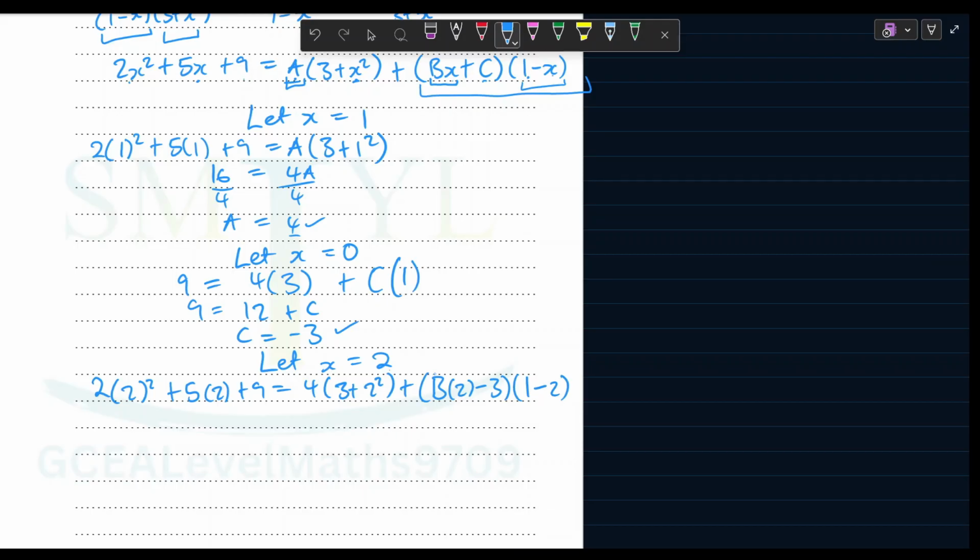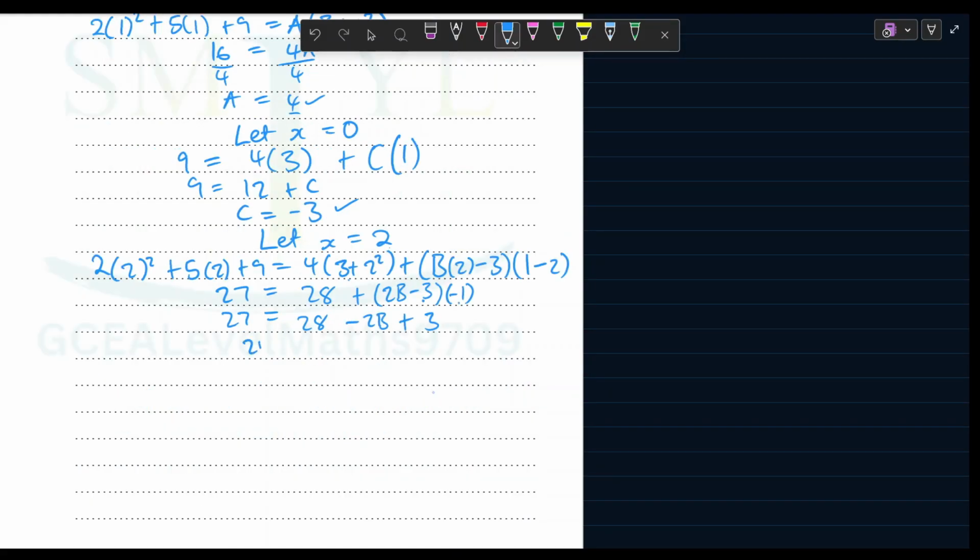We'll start on the left. We've got 2 times 2 squared plus 5 times 2 plus 9, and that gives us 27. And this is equal to, then we've got 3 plus 4, which is 7, times 4, which is 28, plus, here we've got 2b minus 3, and it's being multiplied by 1 minus 2, so negative 1. So 27 is equal to 28 minus 2b plus 3, because minus 3 times minus 1.